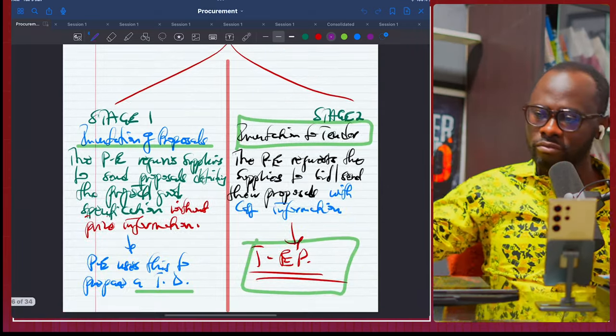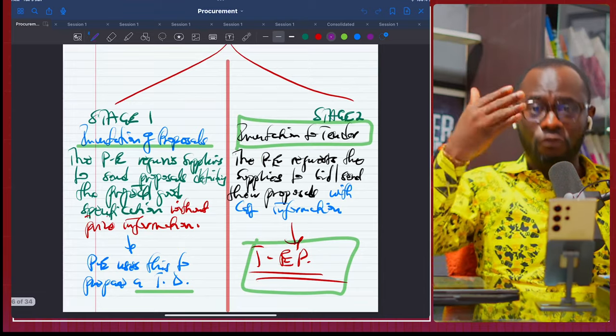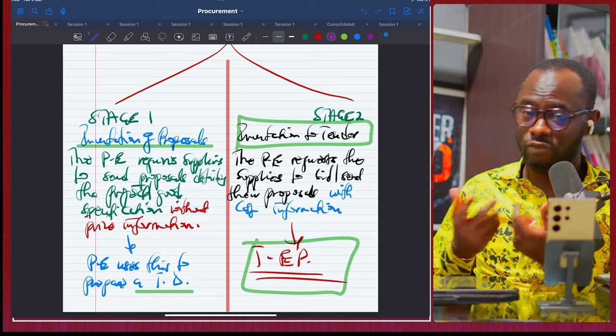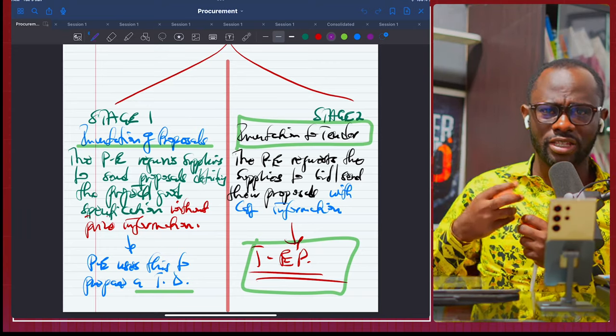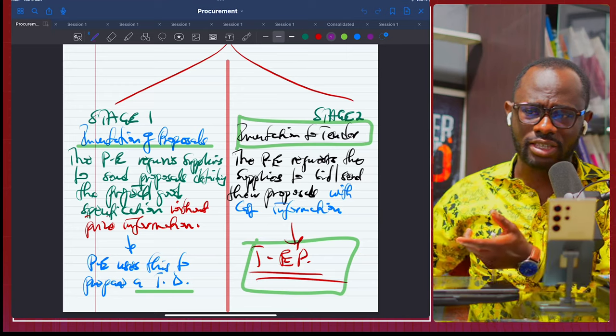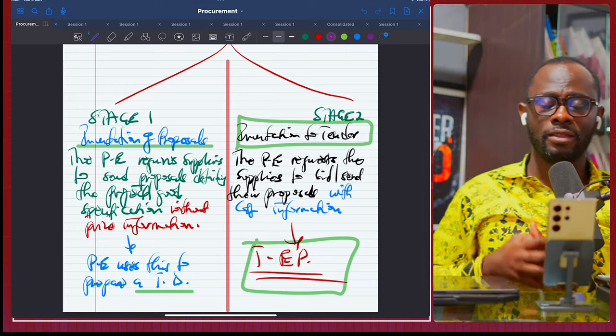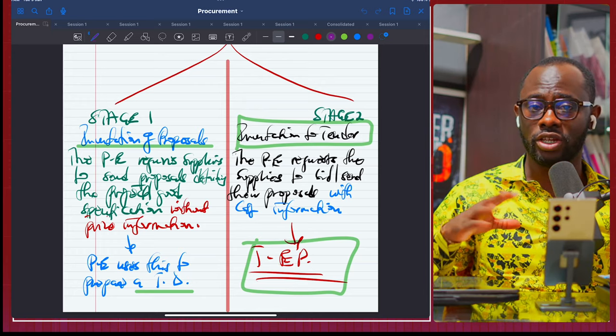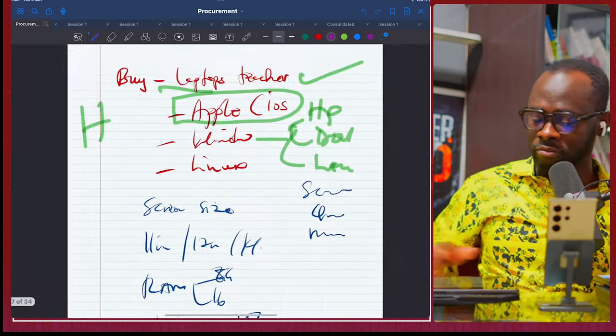So stage one, people who sell laptops will furnish the procurement entity with details about all the available options. Then the procurement entity will, based on that, prepare a tender document and invite them to bid for the project with their cost information and quotations.